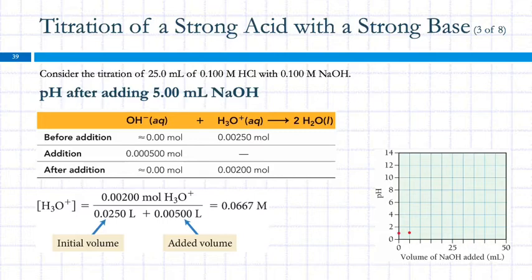Now we're going to look at the pH after we add 5 milliliters of sodium hydroxide. So this is where we're going to be using the BCA tables. So before addition, the addition, and after the addition, because we have a solution and we're adding something to it. These tables have to be done with moles, not molarities, because as you add more liquid to it, the volume changes, and that changes all the concentrations. So we're going to look at the moles.